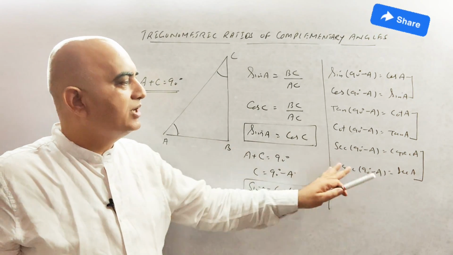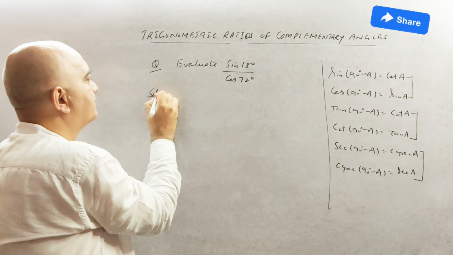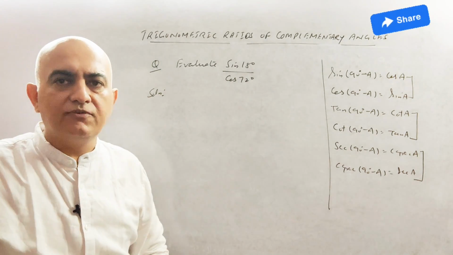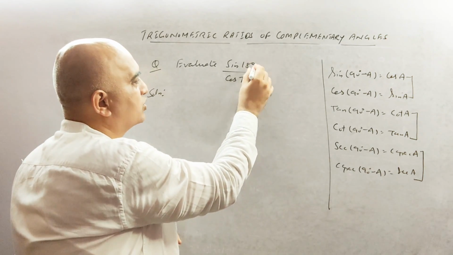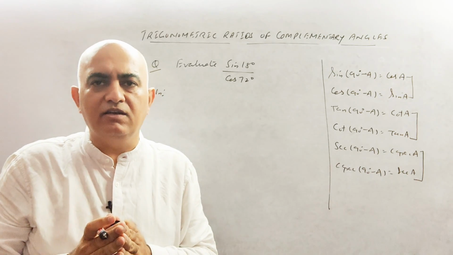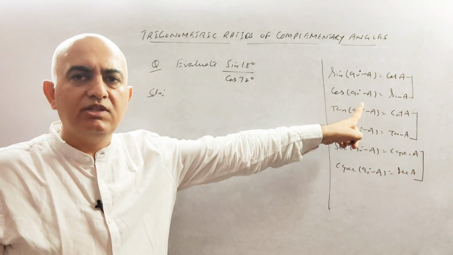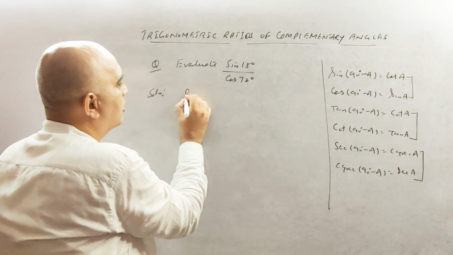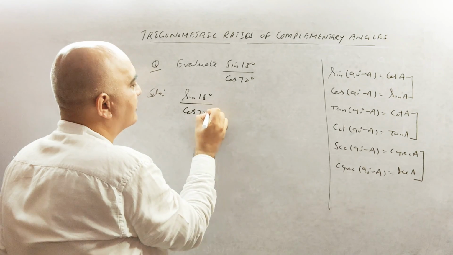So how can we apply this concept on the questions? Suppose we have this problem, sine of 18 upon cos of 72. First of all, check what is the sum of these two angles, 18 and 72. What is the sum of these two angles? That is 90 degrees. Obviously, if their sum is 90 degrees, then we can use these formulas with the associated problem. So sine of 18 upon cos of 72.